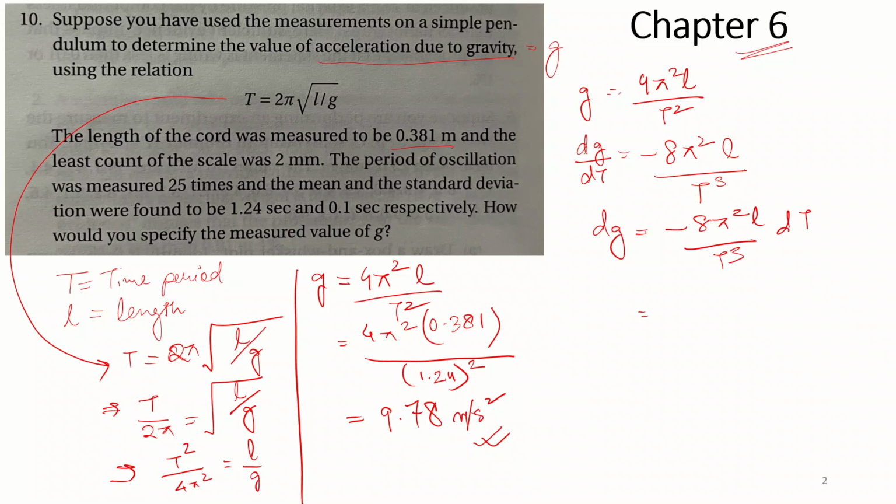We have L, that is 0.381, T as 1.24, dt as this one. So can we calculate this? Is it like 18 pi square by t cube?